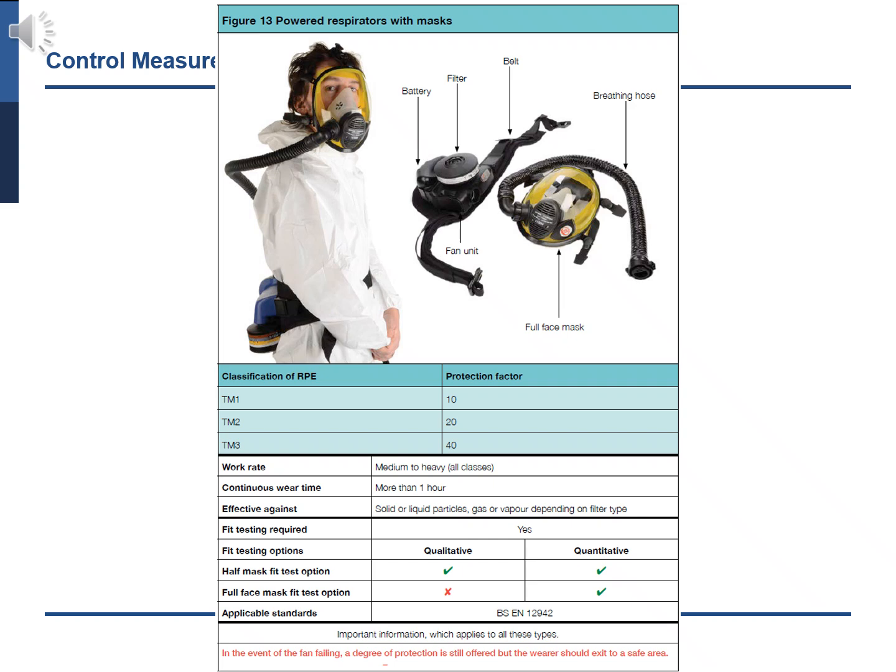Effectiveness, effective against solid or liquid particles, gas, or vapor depending on the filter type. Fit testing, required, can be done qualitatively or quantitatively. Half-mask fit test, yes. Full-face mask fit test, yes. Standards, complies with BS EN 12942. Important note, in the event of a fan failure, a degree of protection is still offered, but the wearer should exit to a safe area.